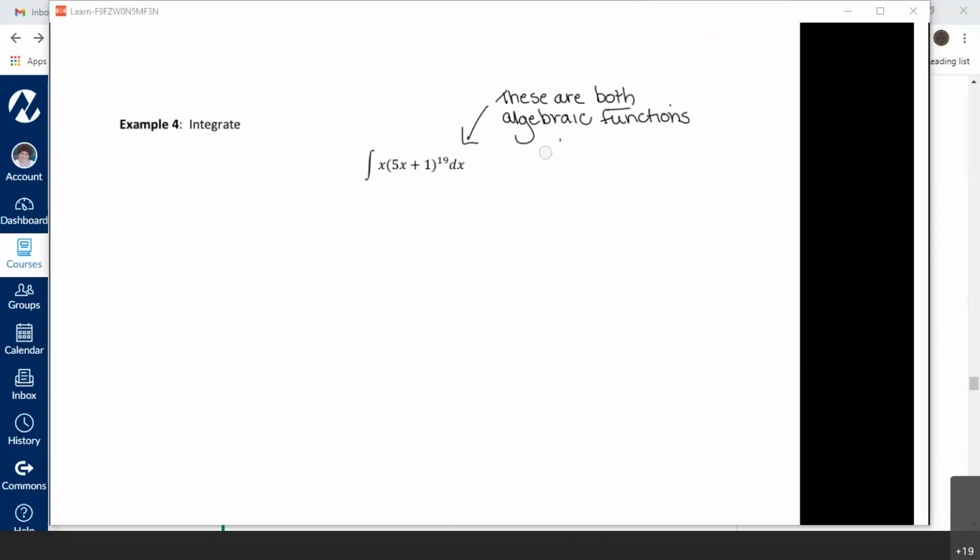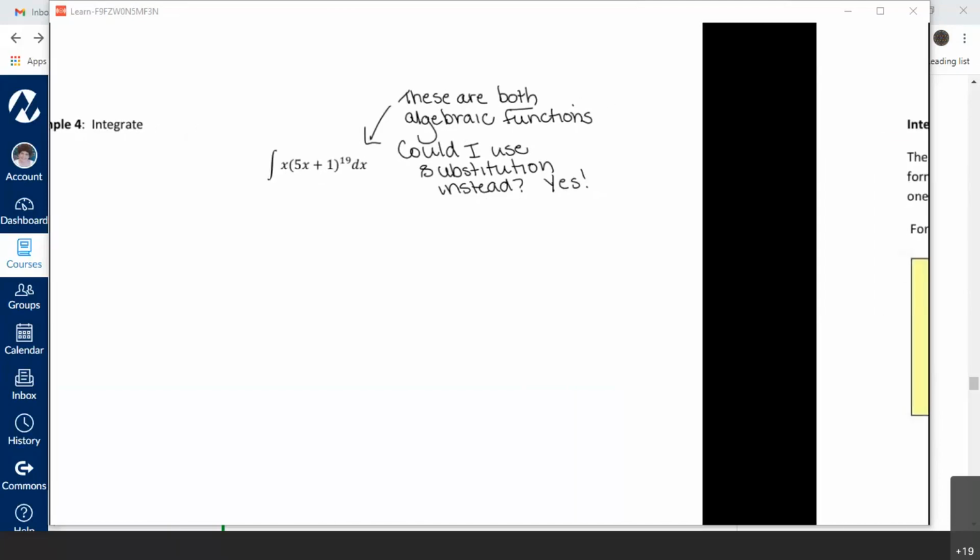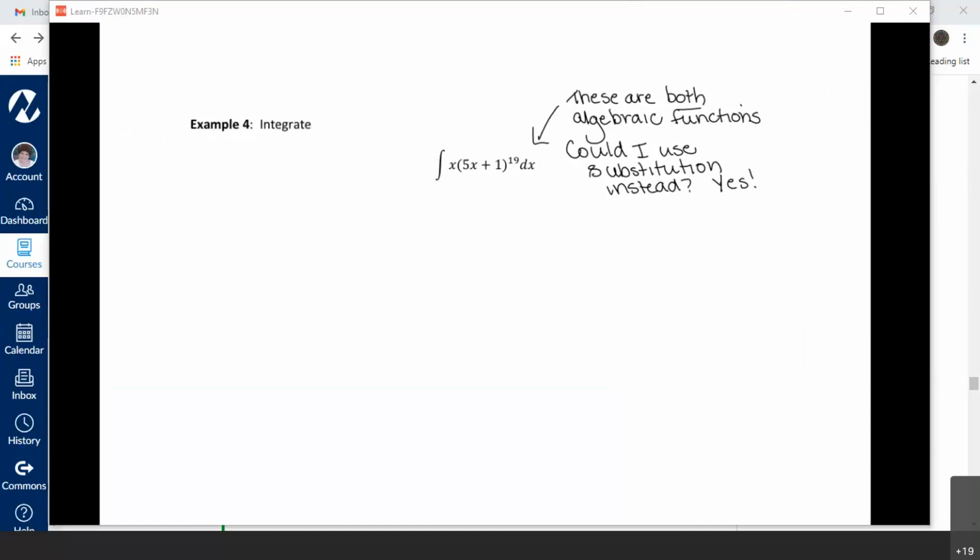So you might be thinking, could I use substitution instead? I'm not seeing two totally unrelated types of functions. They're both the same kind. If you look at this quickly, you'd say, well, x is not part of the derivative of 5x plus 1. But it turns out that yes, you can use substitution. Let me show you how.